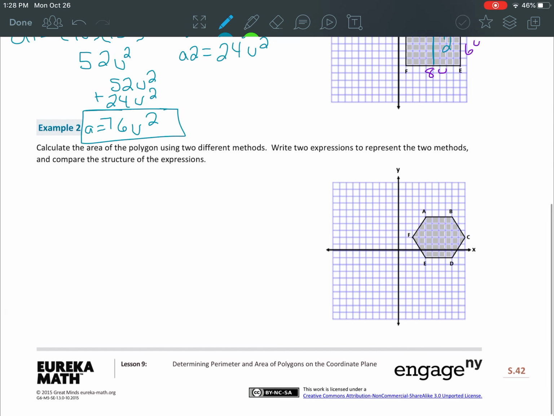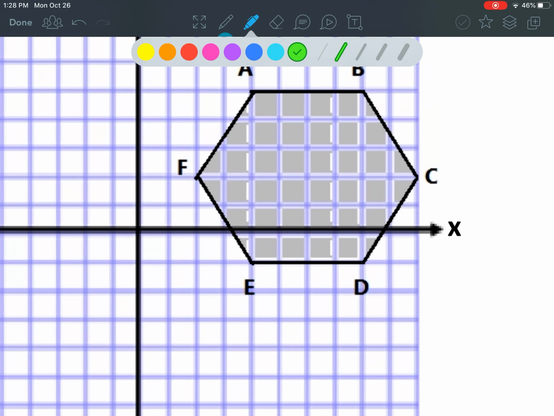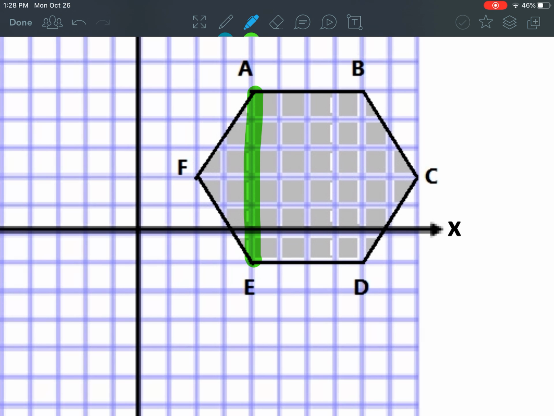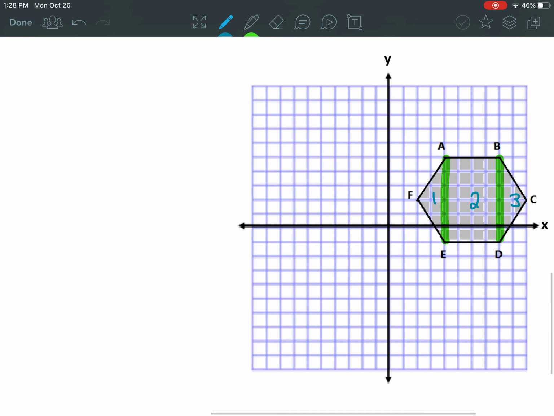Okay, example 2. Calculate the area of the polygon using 2 different methods. Write 2 expressions to represent the 2 methods and compare the structure of the expressions. Okay, so I'm going to use highlighter. I'm going to make it a little bit smaller. So the first thing I would do when I do this is I would cut it up like this. And then I have 1, 2, 3 shapes. And I would find those 3 shapes.